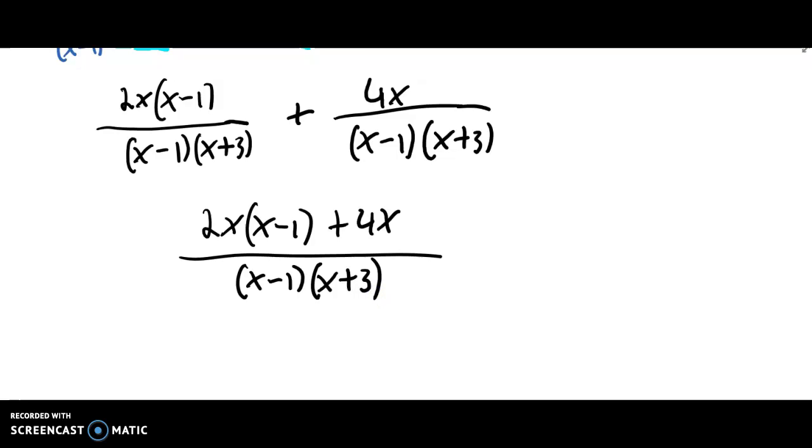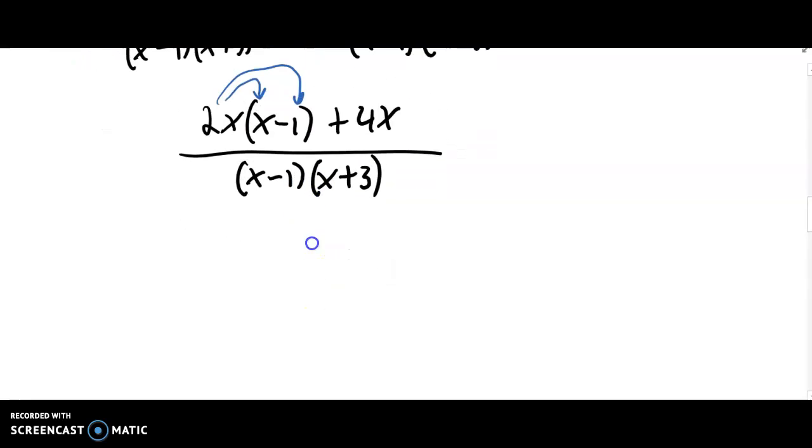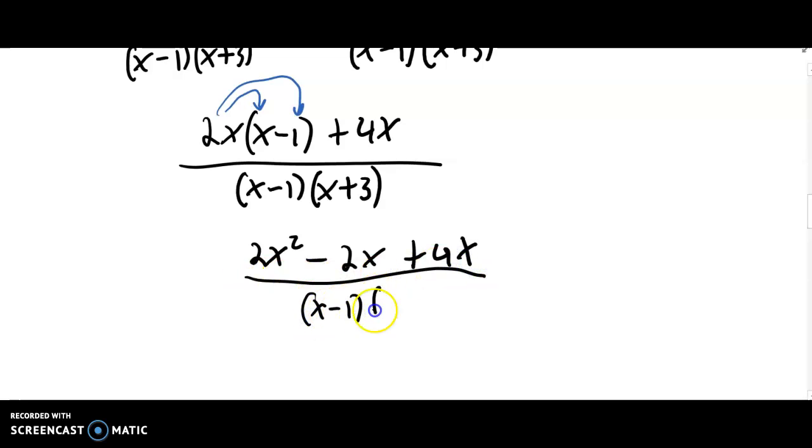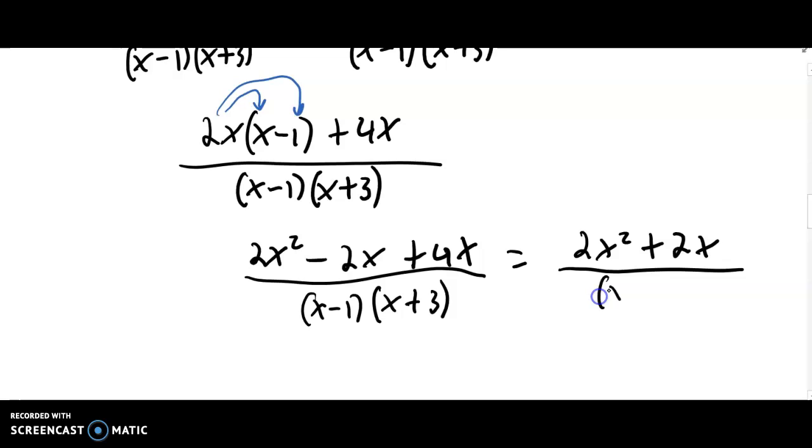Okay, now I want to simplify the numerator. I'm going to distribute this guy. So I get 2x squared minus 2x. The plus 4x is still there. Okay, we're just going to combine like terms up top. Negative 2x plus 4x is positive 2x. And our denominator stays the same. Okay, that is it for this one.